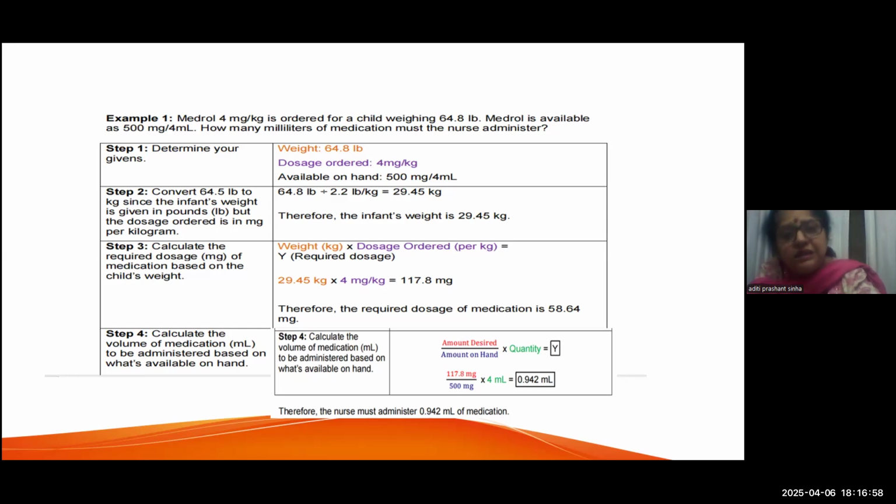Now here in this example, this is the example which is taken from somewhere, for converting this into a weight. But here in the Indian setup, you don't have to convert, because you will be getting a child with 20 kg, with 26 kg, with 28 kg. So it is always the unit of available weight that will be there in terms of kilogram. So here the infant weight is coming as 29.45 kg.